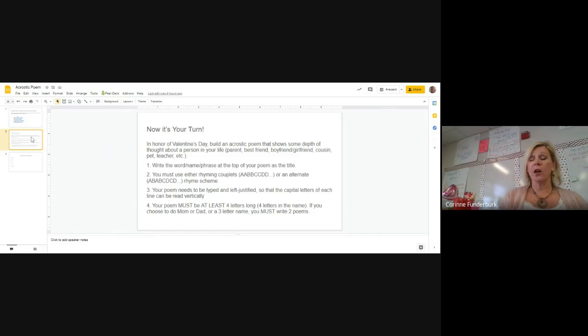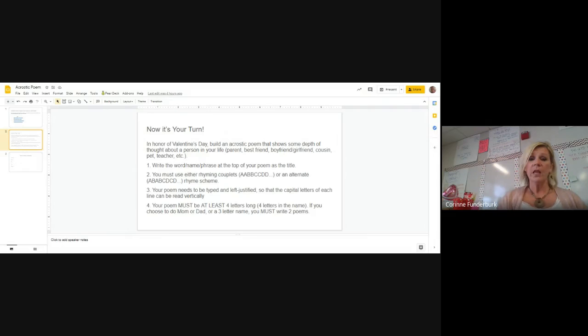In honor of Valentine's Day, you need to build an acrostic poem that shows some depth and thought about a person in your life, or an animal, could be a pet. Okay, can be your parent, best friend, boyfriend, girlfriend, cousin, teacher, whatever. Okay, you're going to write their word, name, or phrase, whatever you want for the title, at the top. That's centered. And I have a slide here that will show you. Then you must use either rhyming couplets. You have to either go AA, BB, that was in the other one, or you can do every other one if you want. If you have one that has like 5, then just the first 2, second 2 need to rhyme, and then the last line doesn't rhyme.